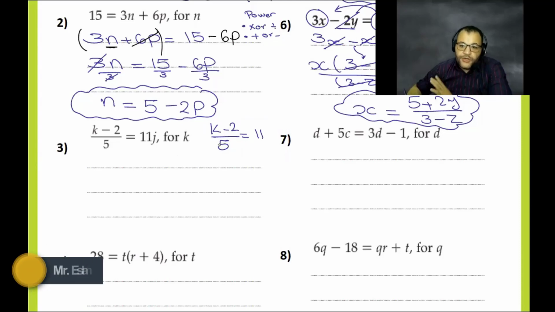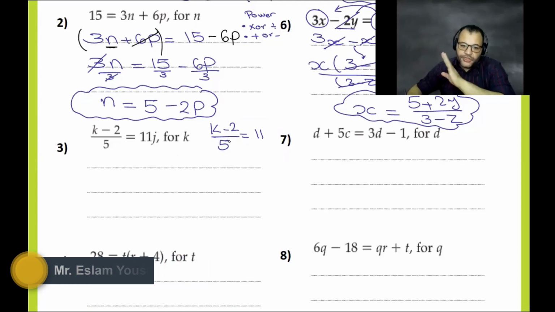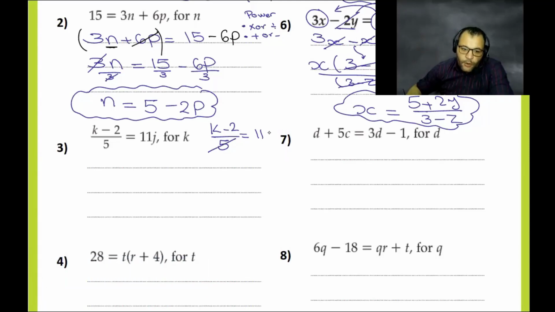So step number 1, don't simplify it. Just leave it with the operation, and don't find the final answer. So the first step now, I will multiply here by 5. Is that right? Yes. Multiply also here by 5. So K minus 2 equals 11 times 5. Okay? So what is the answer that you find here from this one? K minus 2 equals 55.